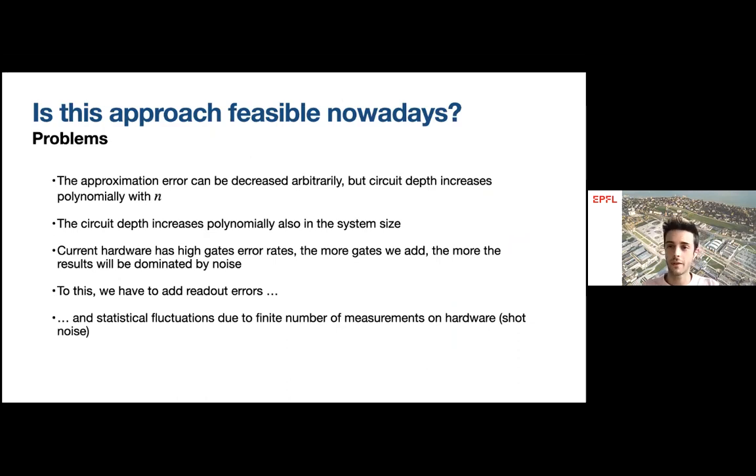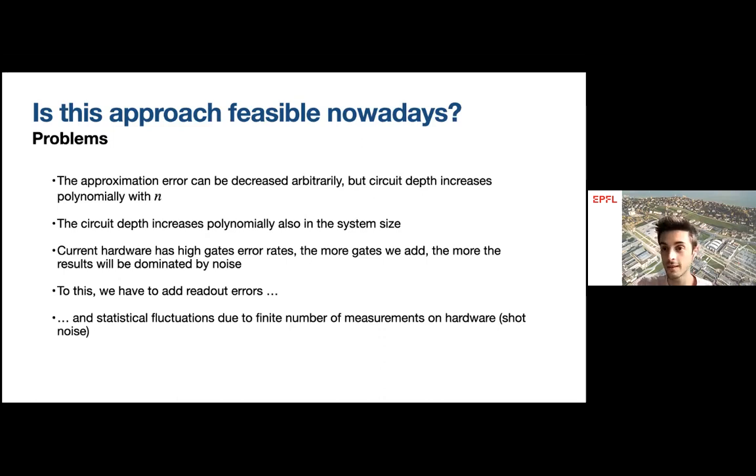Also, the circuit depth increases with the system size, and this is pretty bad because we know that our quantum gates now have very high error rates, and we cannot correct these errors. So the more gates we add, the more the results will be dominated by noise, basically.